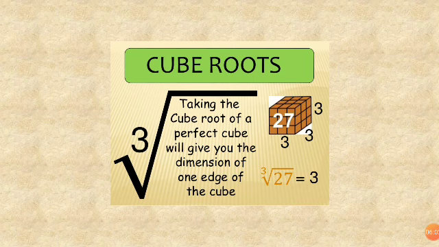So next, cube roots. Taking the cube root of a perfect cube will give you the dimension of one edge of the cube. So that means the cube root of 27, with 27 inside the root and 3 as the index. What is the cube root of 27? The value is 3.